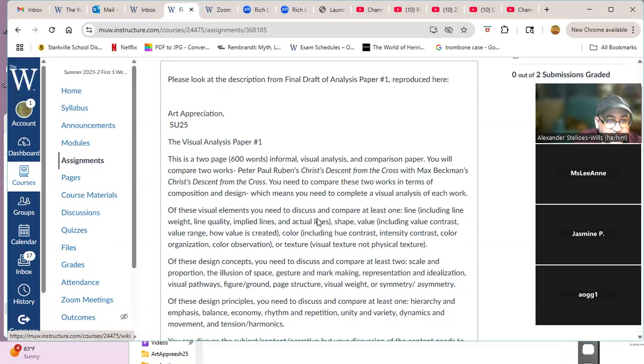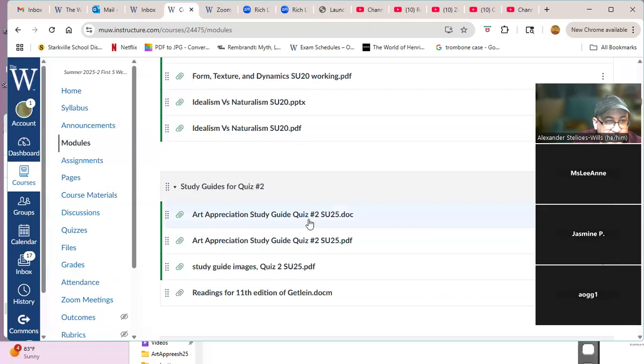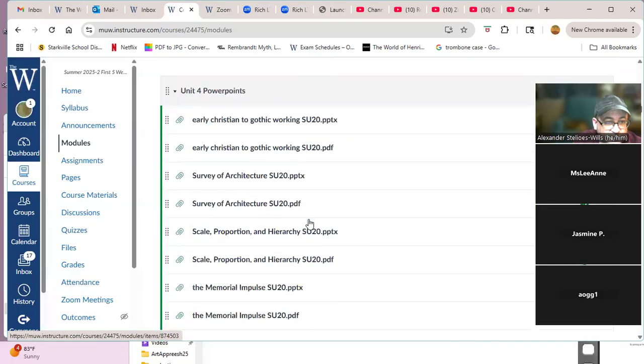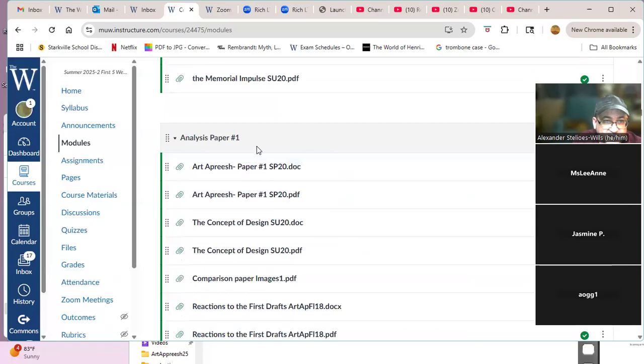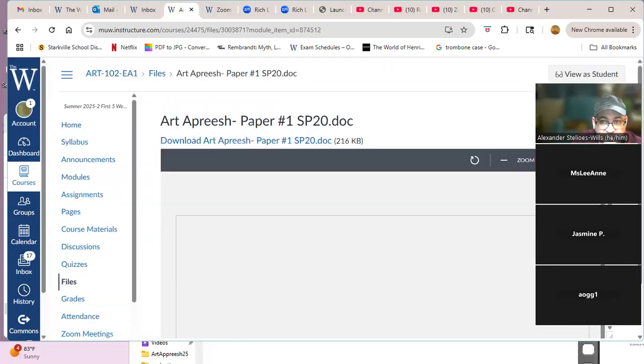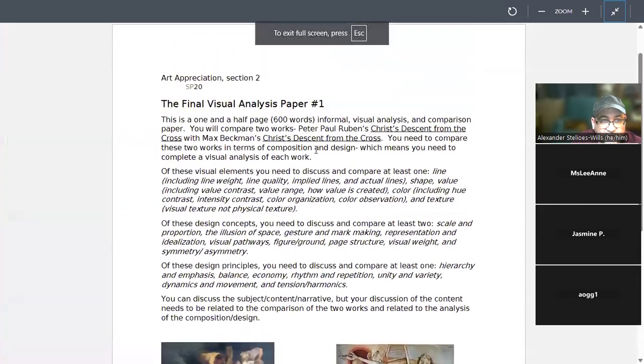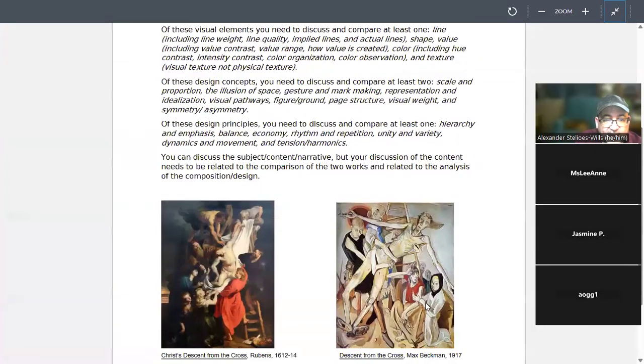And now let's go to modules, because under modules you see this exact same thing, but we also have some other things for us to look at. There we go. And it is after Unit 4, there's analysis paper number 1. And so this first document is exactly what we just looked at. It's just the Word document version, right? And here you go. You have all the same information.